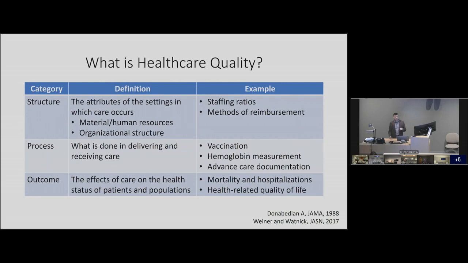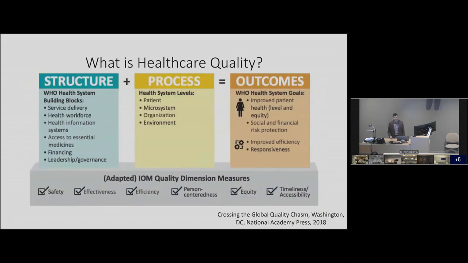Process is what's actually done to deliver and receive care. So the examples there from a hemodialysis unit perspective are, do our staffing and nursing ratios allow us to deliver processes such as influenza vaccinations? How do they affect our anemia protocols? How do they make harder or easier our ability to document advanced care? And then the big assumption is that by putting the right structures and processes in place, we will improve patient-relevant outcomes. And we'll talk a little bit about whether that's indeed the case or not.